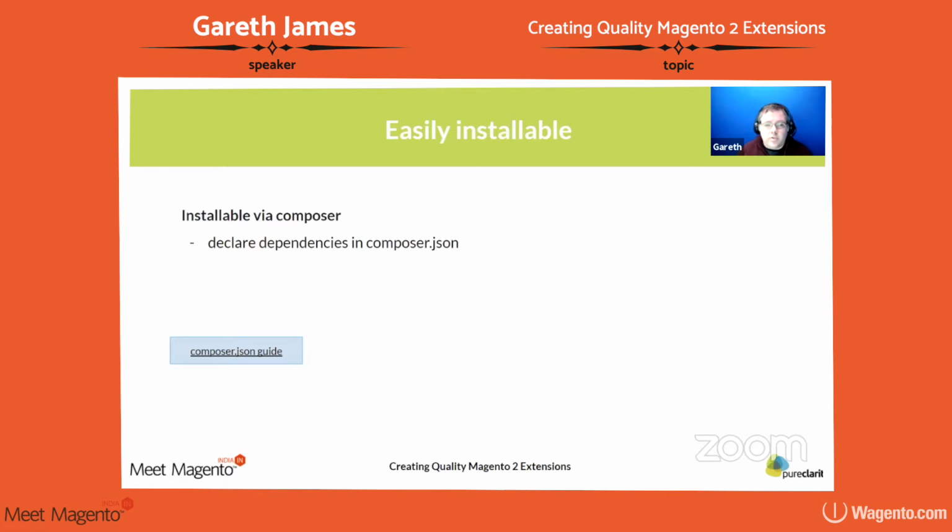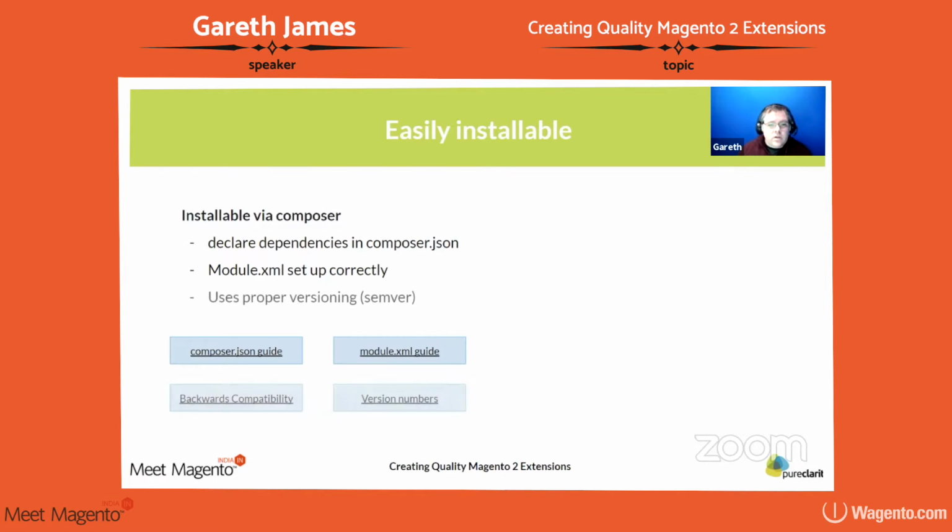You'll notice these little blue boxes appearing when I refer to something. These are links off to guides or further reading. There's also a QR code for the slides at the end, so you can download them. Your module XML file should also be correct, so that Magento loads your code in the right order. For versioning of your module, make sure you use semantic versioning, Semver, as this makes it easier for developers to know the level of changes that are coming up in the extension release.